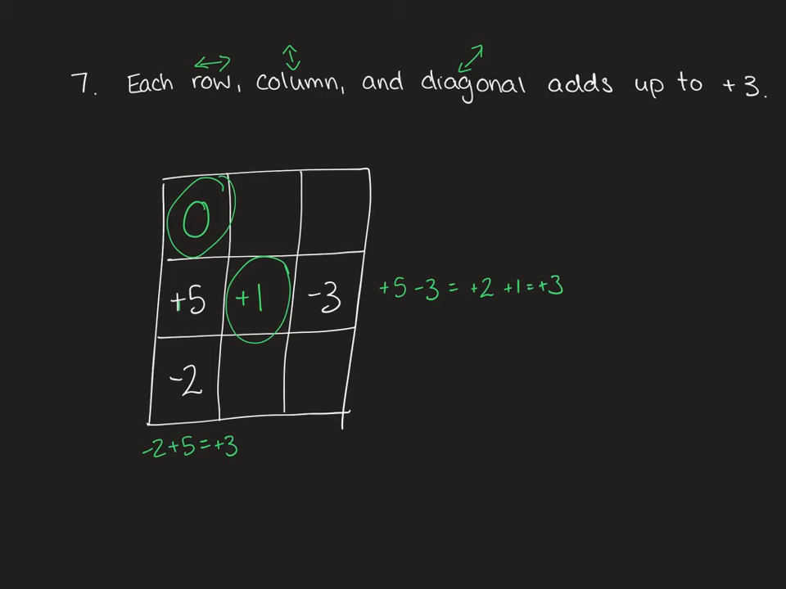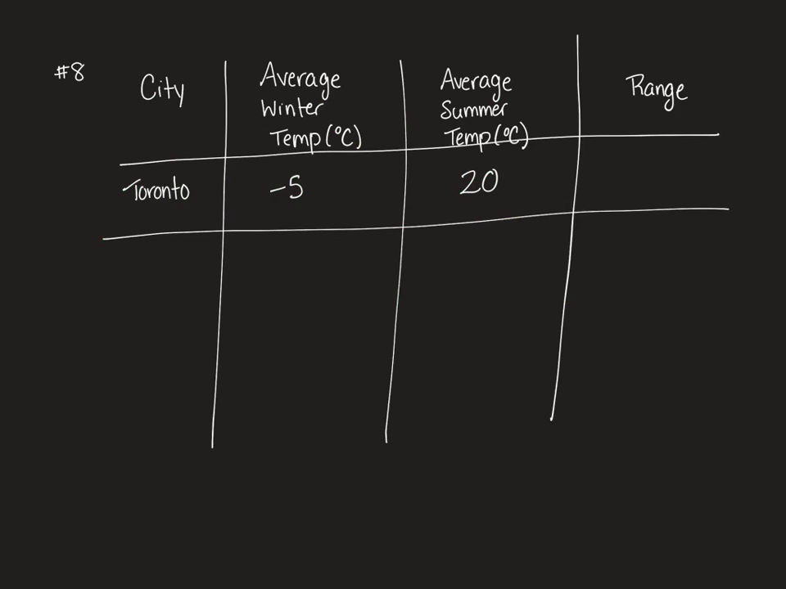Now, if you're looking for the next box to fill in, we use our diagonal. So we would fill in this box because we could look at minus 2 plus positive 1 and then see what else we need to add in order to get to positive 3.